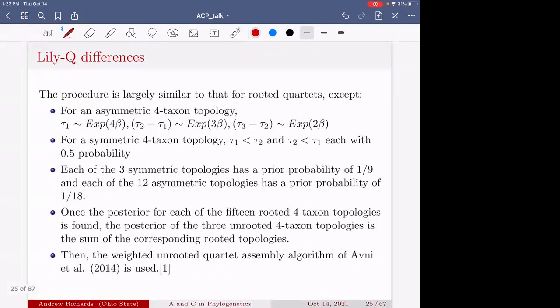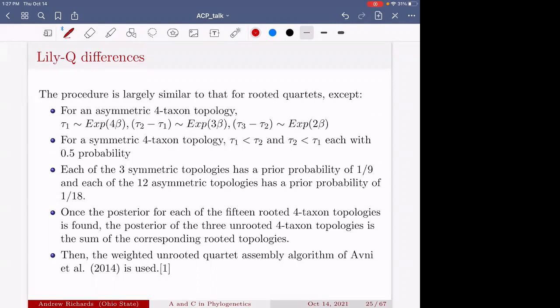Lily Q is largely the same, except for the prior is slightly different in that we have 3 different speciation events instead of 4. And then for the symmetric topology, we have to assume that each of the first 2 speciation events occurs before the other with a 0.5 probability. And then the prior on the topologies is slightly different because the symmetric topologies have a higher prior probability if you assume the Yule model.